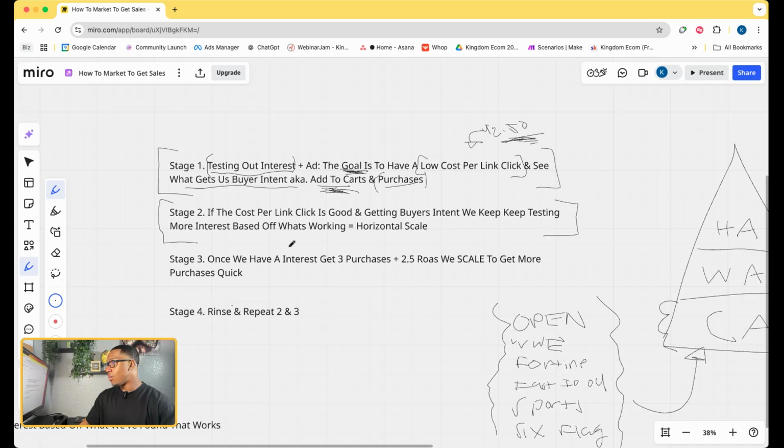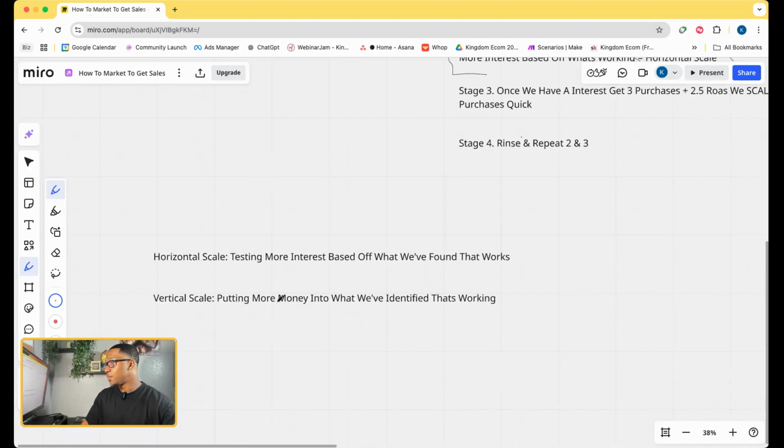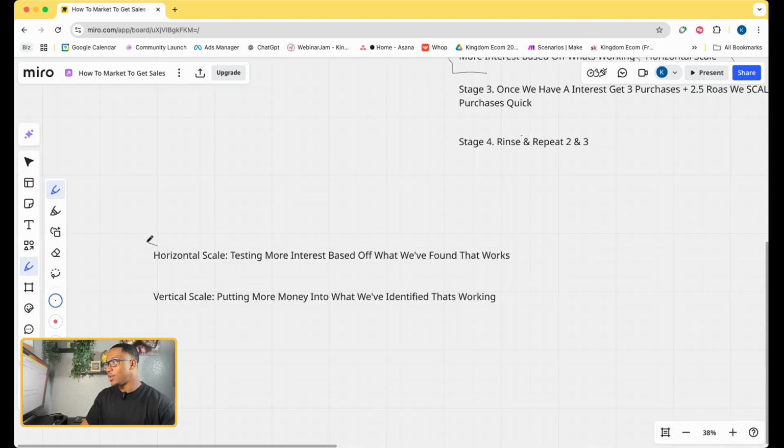Now we know that people are buying this product. We got a good cost per link click. We're getting buyer's intent. People are buying the product. Now we just do more interest based off of what we identify that's working. And this is what we call a horizontal scale. I'm giving you this breakdown. A horizontal scale, this is in stage two, where we're testing more interest based off what we found that works.